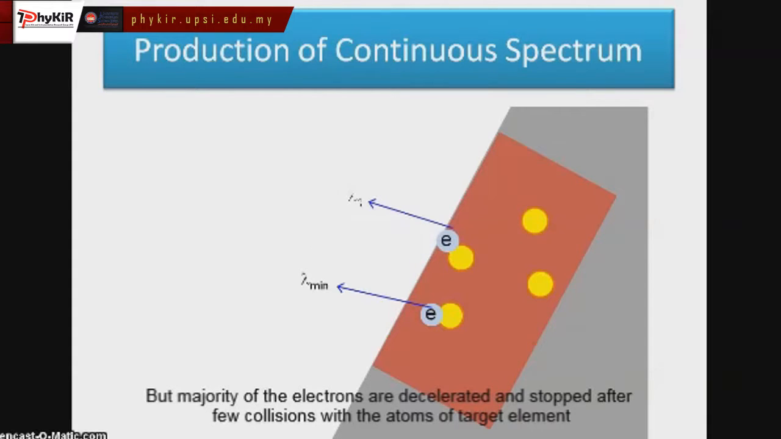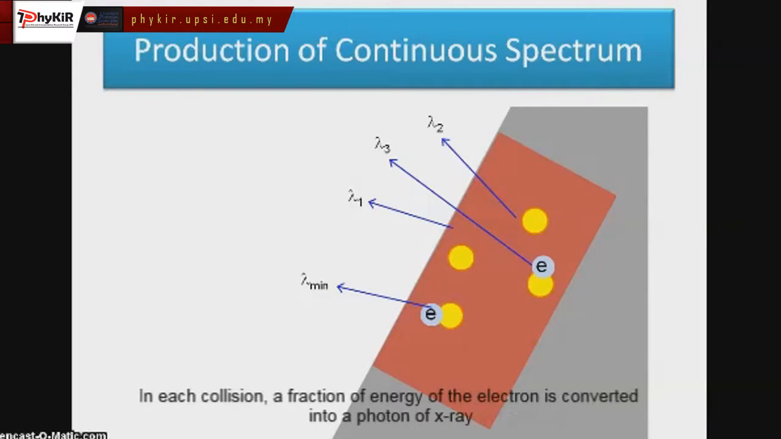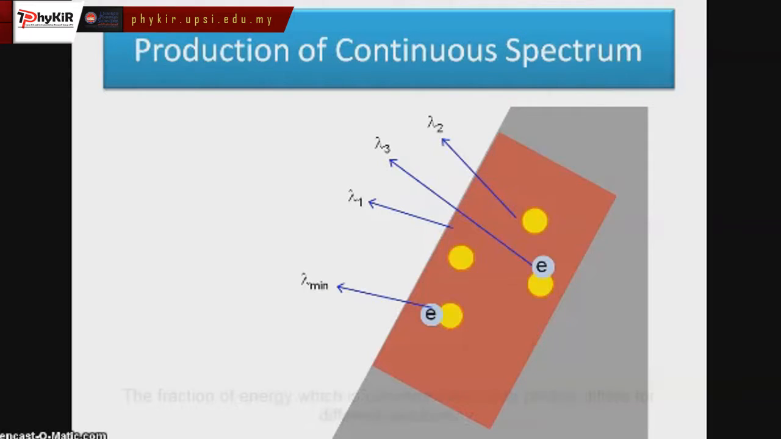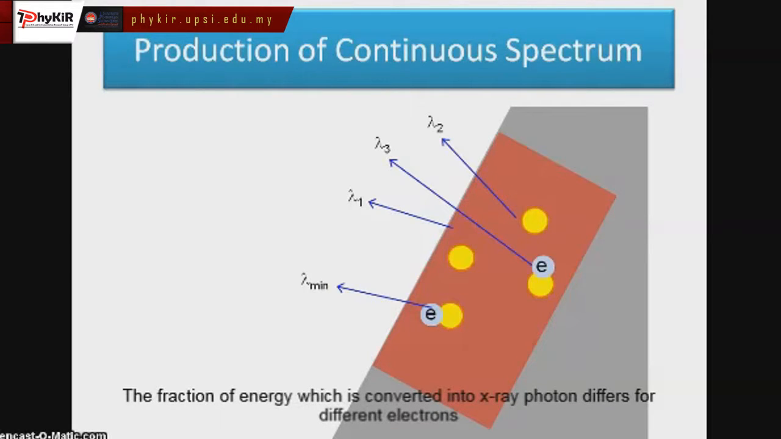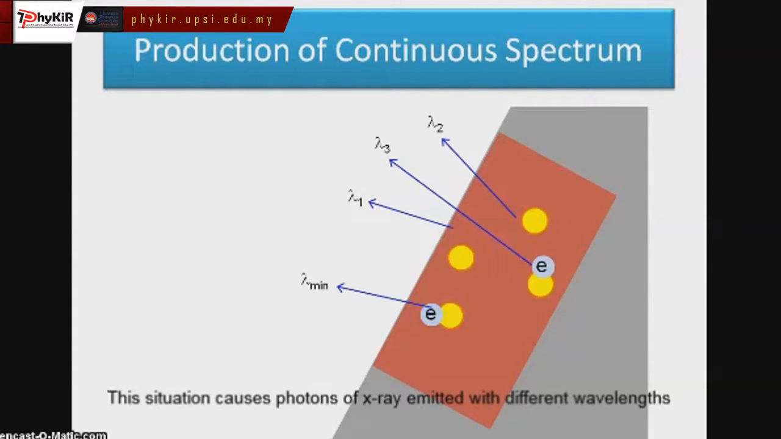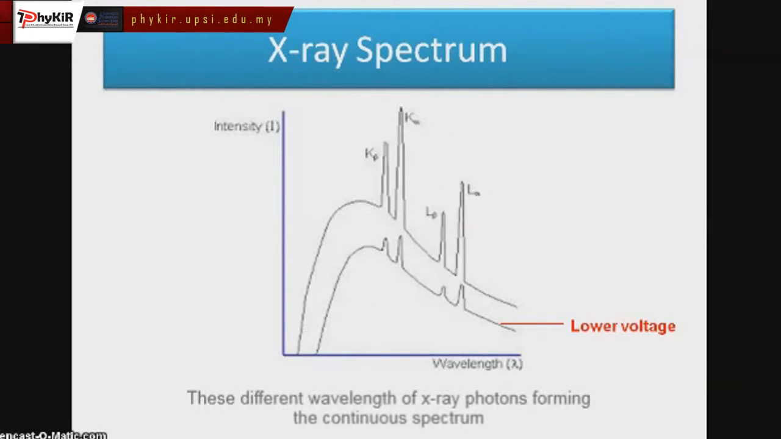But the majority of the electrons are decelerated and stop after a few collisions with the atoms of the target element. In each collision, a fraction of the energy of the electron is converted into a photon of X-ray. The fraction of energy which is converted into an X-ray photon differs for different electrons. This situation causes photons of X-ray to be emitted with different wavelengths. These different wavelengths of X-ray photons form the continuous spectrum.